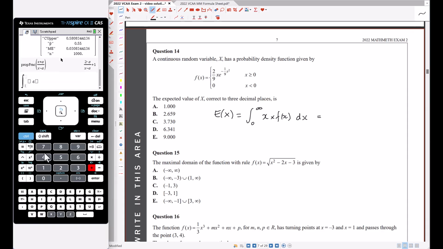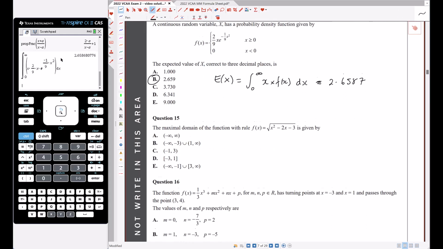Shift plus 0 to infinity, so we get that from the pi button down here. And we're going to need x times our function, which is 2/9 times x times proper e, not letter e, to the 1/9 x squared. Alright, and that is about 2.6587. So 2.659, option B.